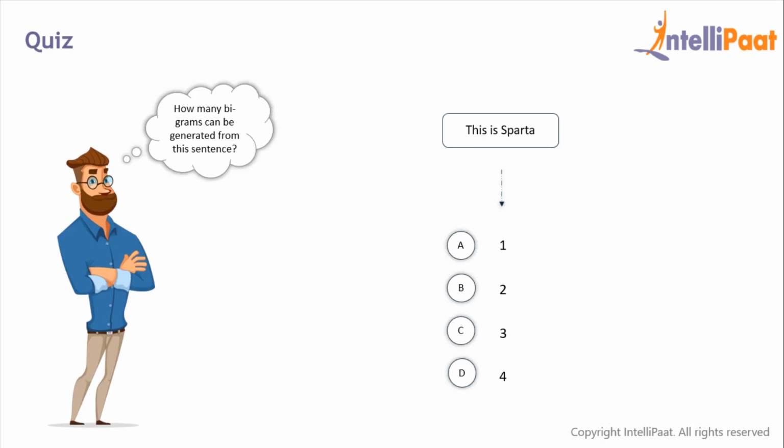So we have this sentence, "This is Para." Now what do you think? How many bigrams can be generated from this sentence? So these are the options. Think about it and write down the answer in the comment section.